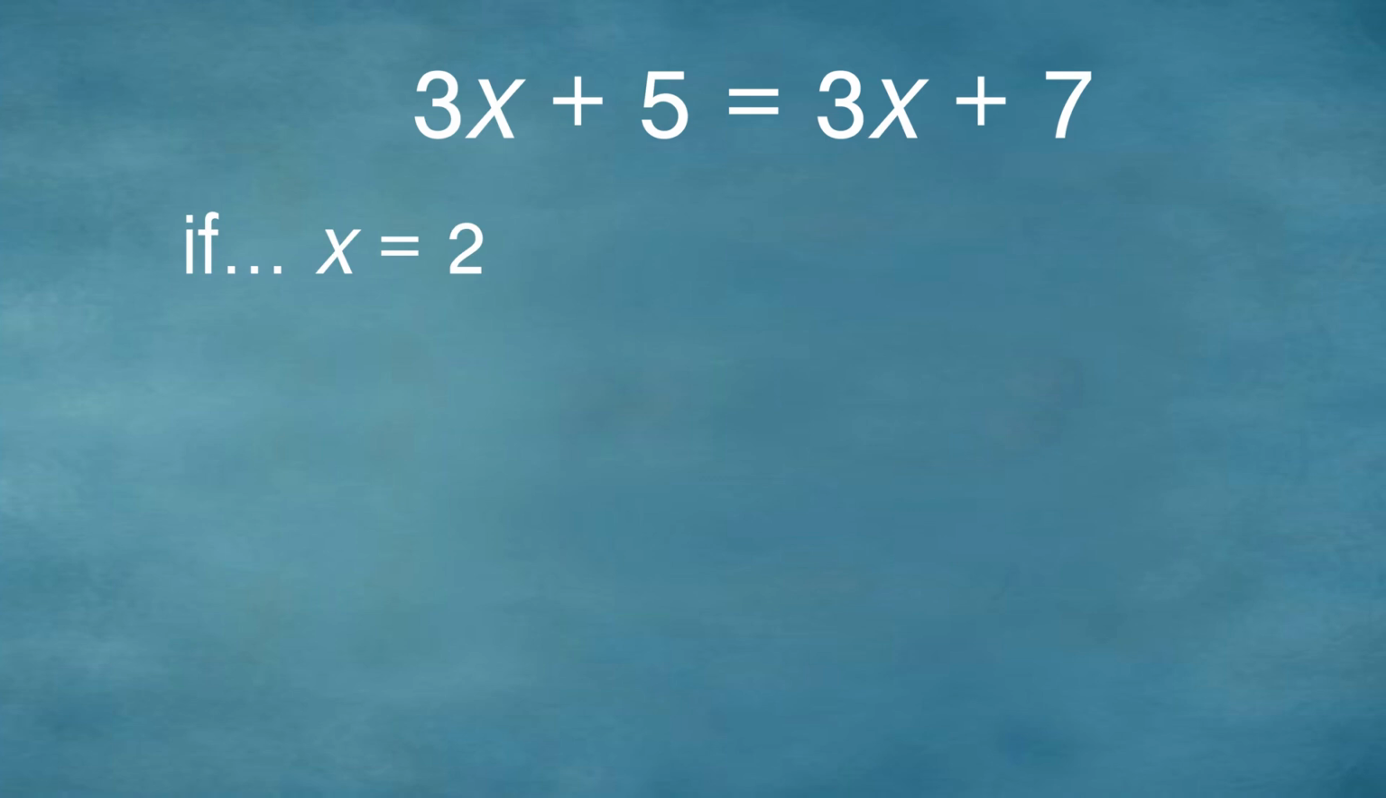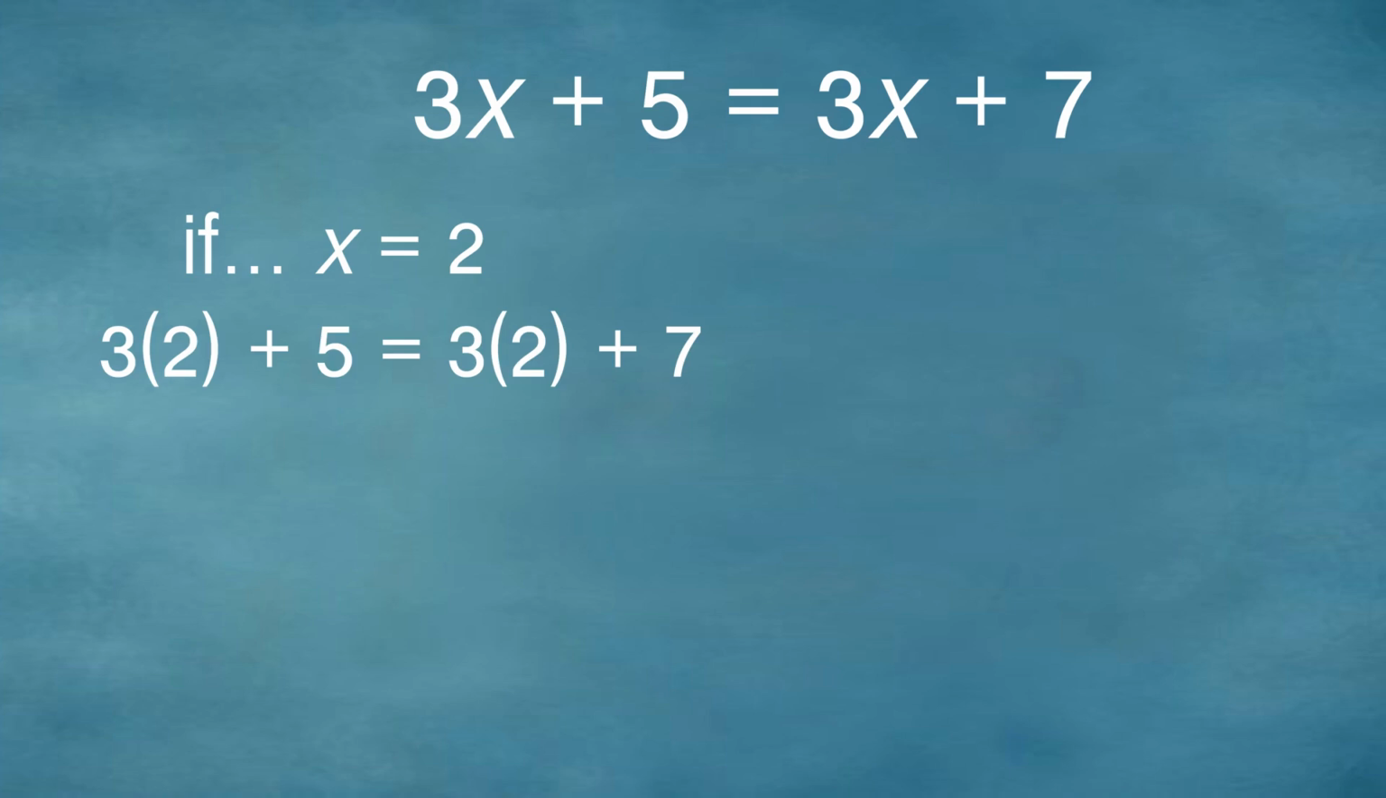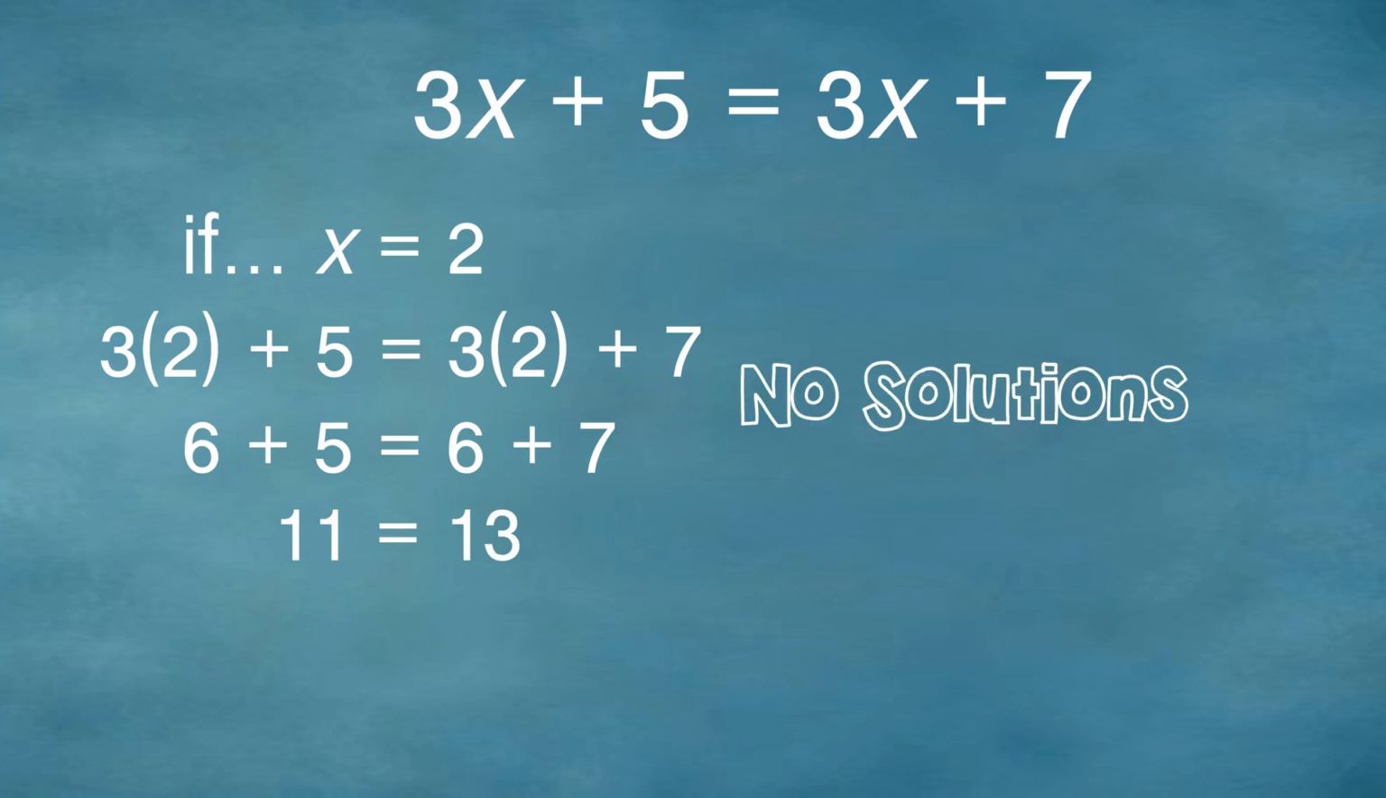Let's try it. If I were to plug in 2 for x, our equation now reads 3 times 2 plus 5 equals 3 times 2 plus 7. When we multiply, we are left with 6 plus 5 equaling 6 plus 7. Now we are left with the statement 11 equals 13. But that's not true. This means that there are no solutions to this equation. Since there are no numbers for x that make this equation true, we say this equation has no solutions.